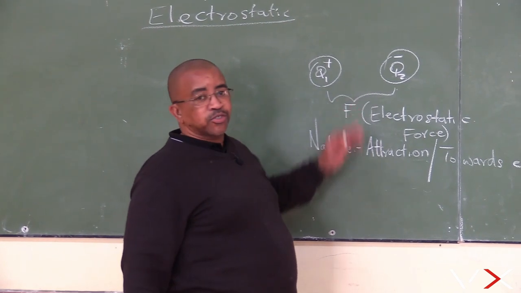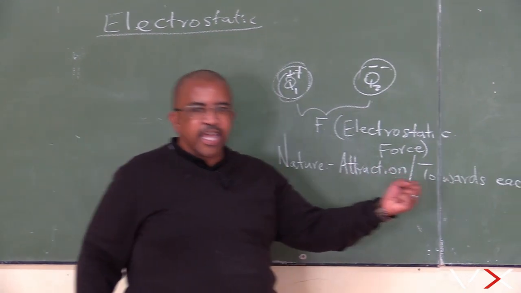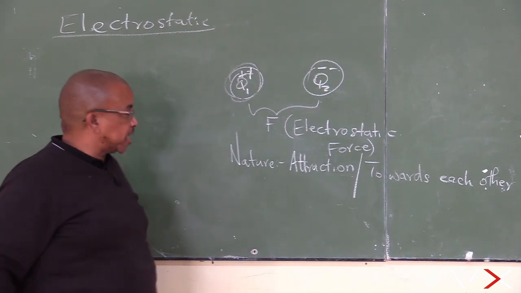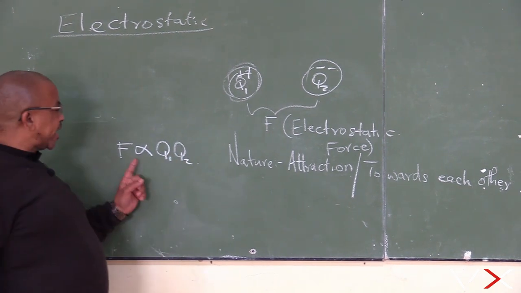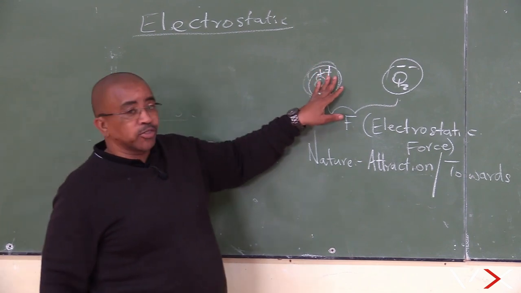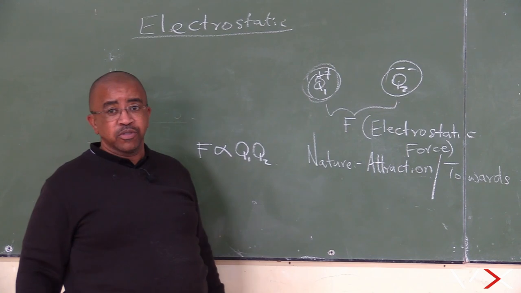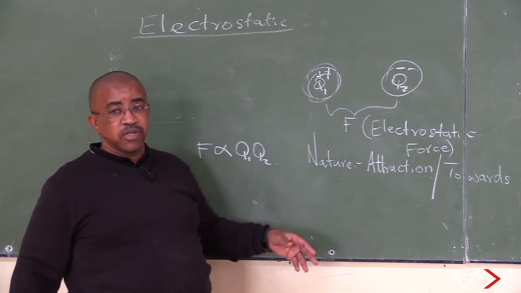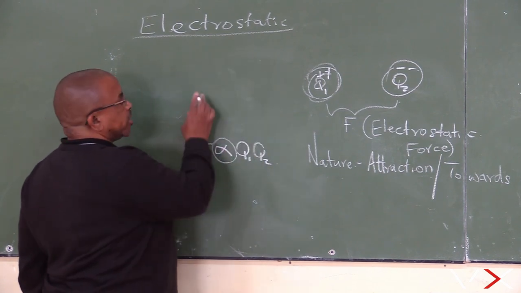So we see that force between the two. When the charge increases, the force of attraction from both increases. In other words, the electrostatic force is directly proportional to the product of the charges. It is directly proportional because if the charges increase, say plus 1 becomes plus 6 and minus 1 becomes minus 3, the force becomes bigger. As the product of the charges increases, so does the electrostatic force.